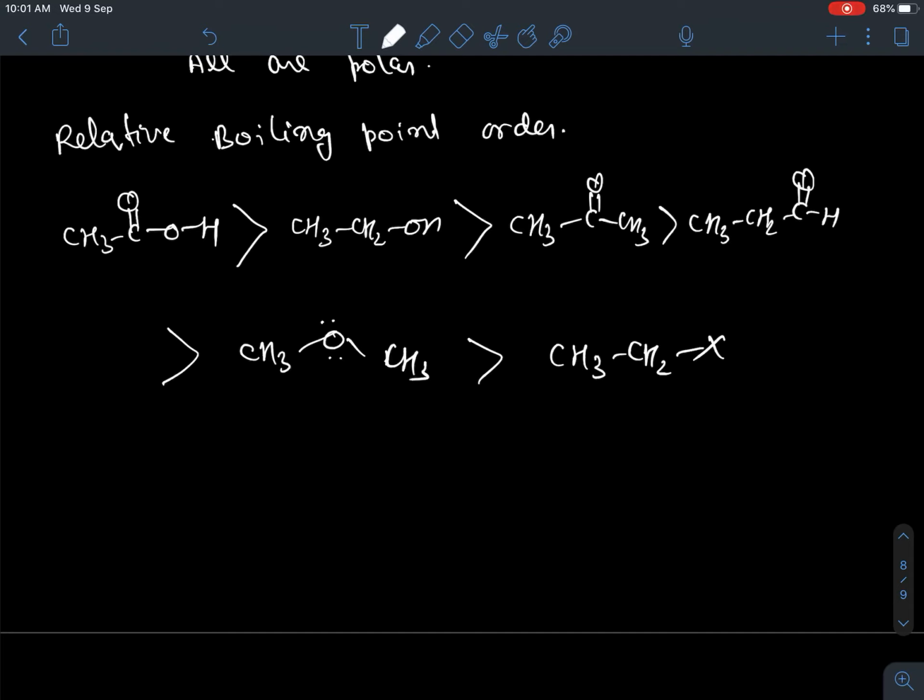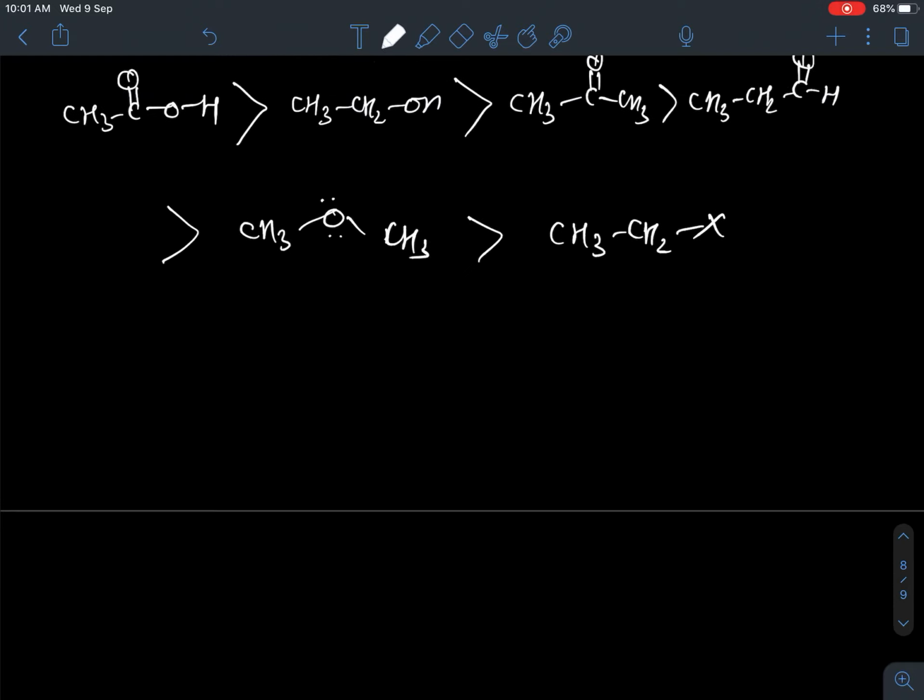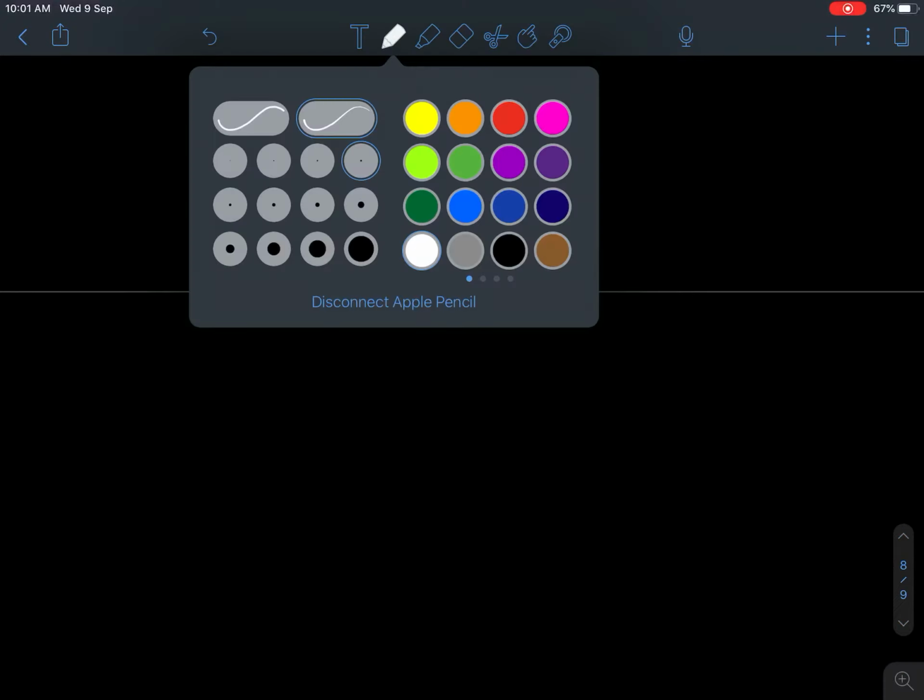So if you look at the bond polarity, from here you can easily guess that a ketone is more soluble because it is more polar. So solubility wise, ketone is more than that of aldehyde.